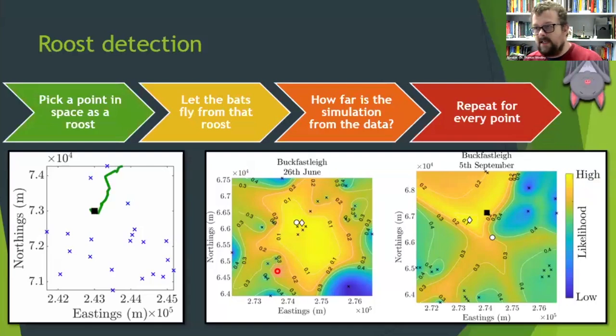Now, the two data sets you're seeing here were taken from the same location, Buckfast Lee in the UK, but at two different time points. One was done on the 26th of June in 2019, and the second on the 5th of September 2019. And you can see they give very different solutions to where they think the roost is. The first one, on the 26th of June, we do really well. Our best guess is pretty close to that roost. But by the 5th of September, our estimate is not so good.